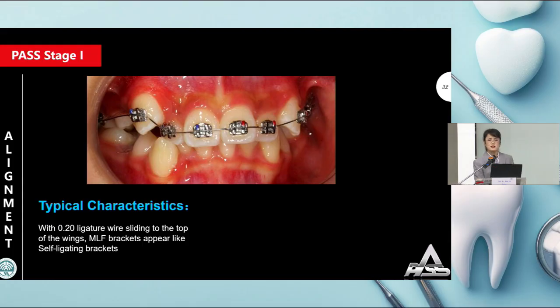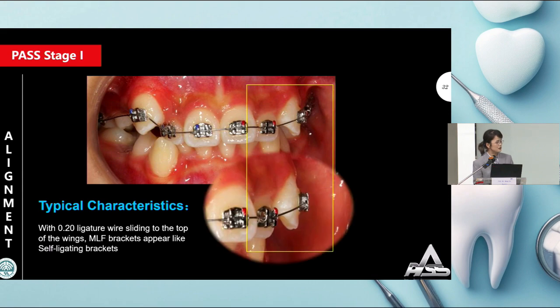In the aligning stage, there are many typical characteristics. With the 20 ligature wire sliding to the top of the wings, the MLF brackets appear like self-ligating brackets. We can see it clearly here. The ligature slides on top of the wings, so the first stage aligns fast.